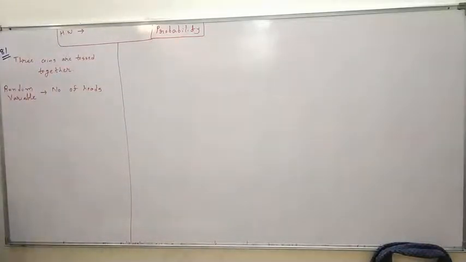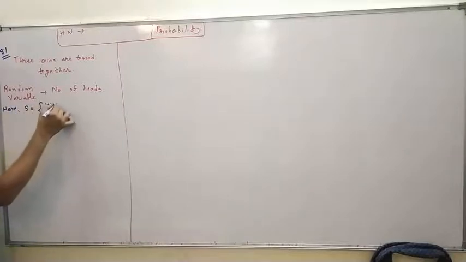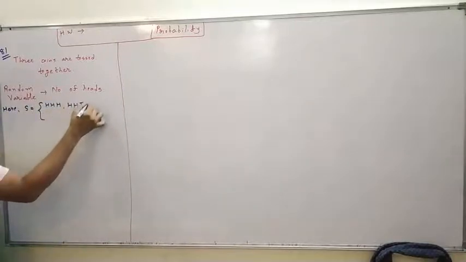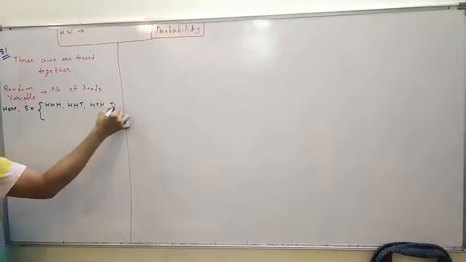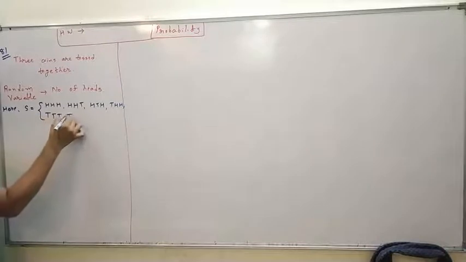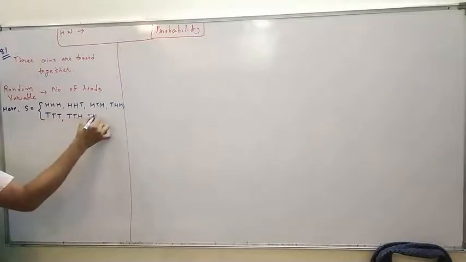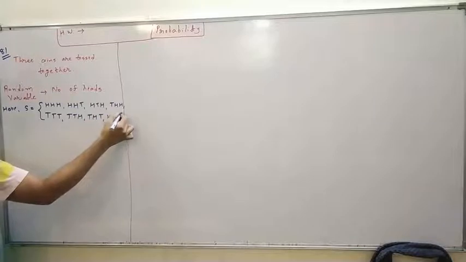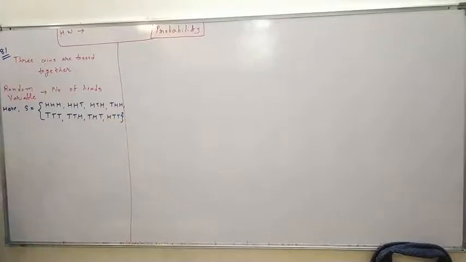So here your random experiment is to toss three coins together, and your random variable is the number of heads. So the sample space is HHH, HHT, HTH, THH, TTT, TTH, THT, and HTT. So the number of heads can be 0, 1, 2, and 3.